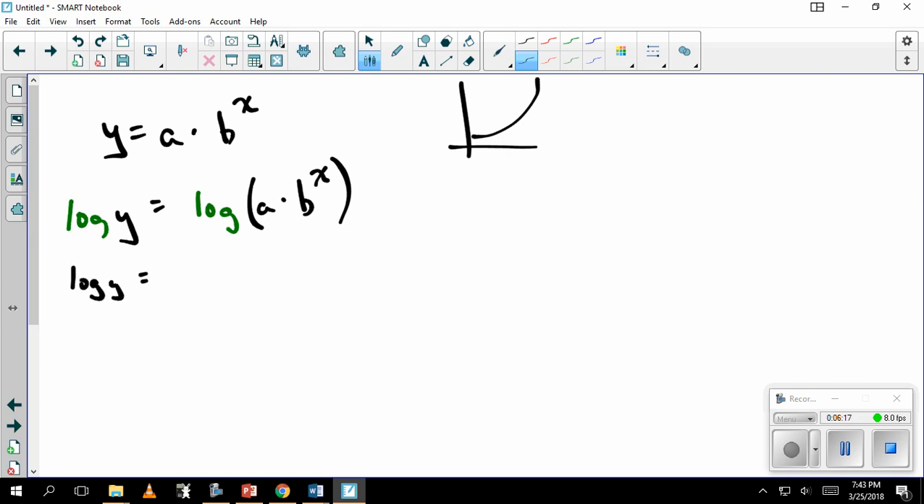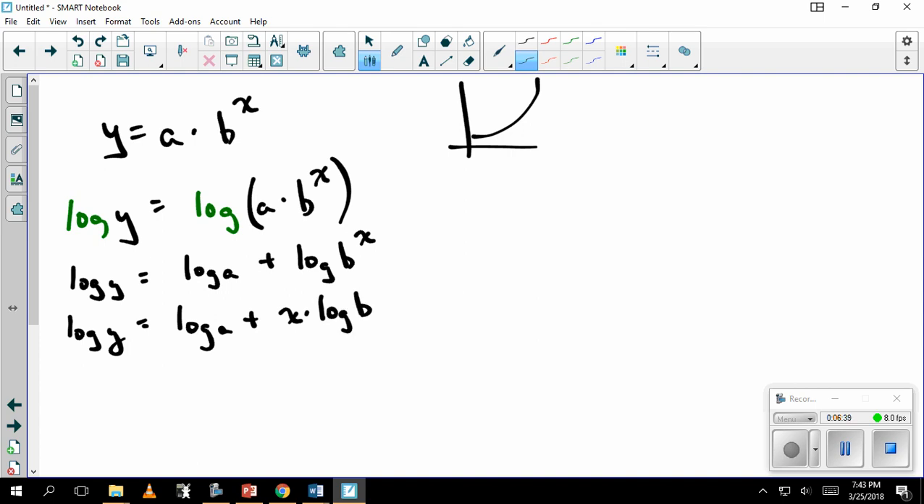I want to split up this on the right to make it the log of a plus the log of b to the x. And then that's going to be the log of y equals the log of a plus x times the log of b. And then I'll use the same clever notation I used a second ago to turn these into capital letters. Y equals a plus x b.